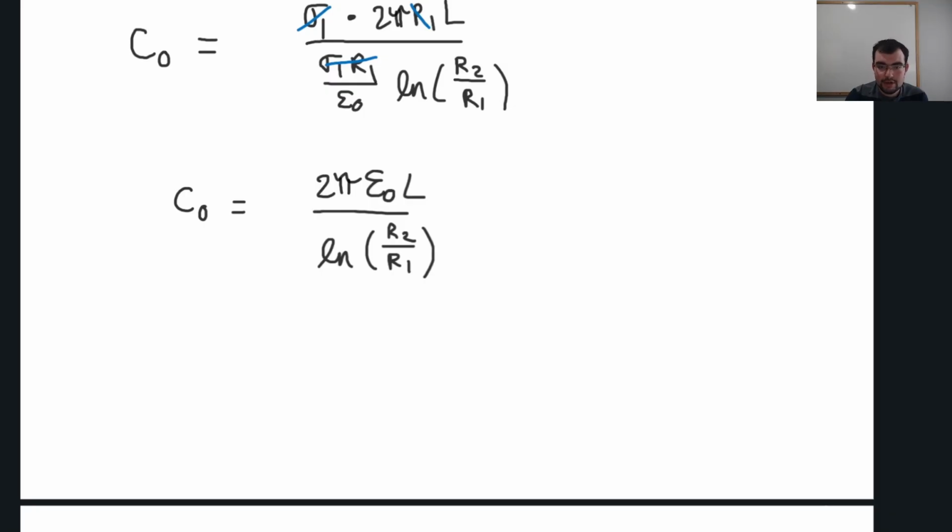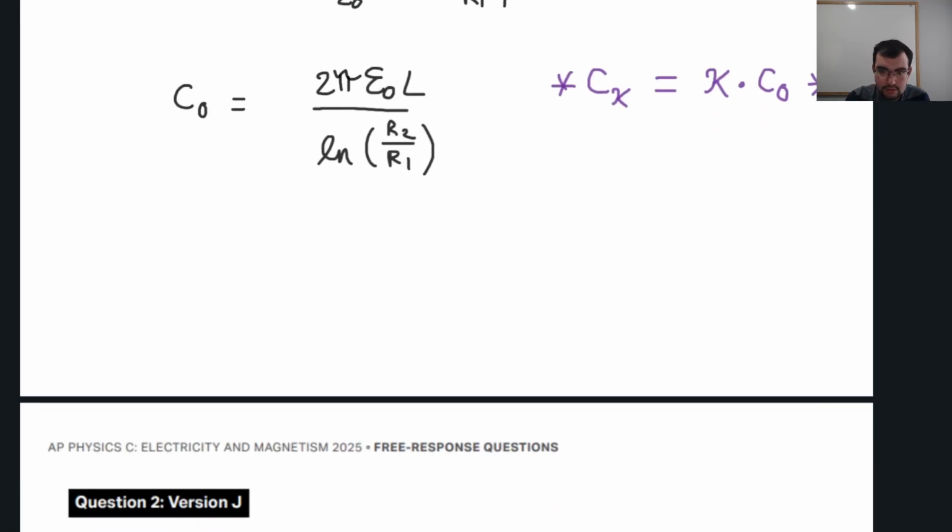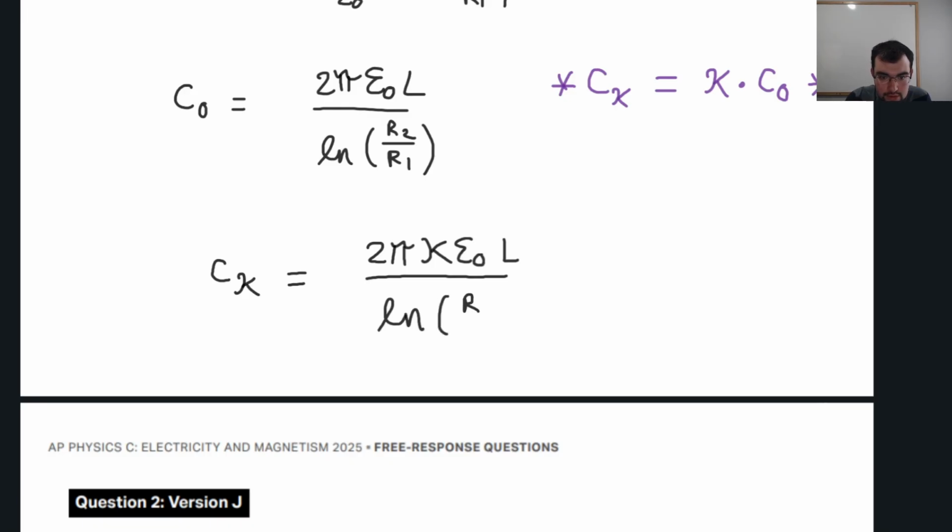We put a dielectric in here, but that's a really easy translation to make, because by definition of capacitance, kappa is the factor that increases your capacitance as opposed to being in a vacuum. So all we have to do is put a kappa in front, because technically kappa is changing epsilon naught to kappa epsilon naught. So 2 pi kappa epsilon naught L divided by ln of R2 over R1.